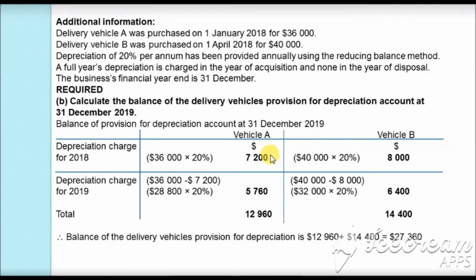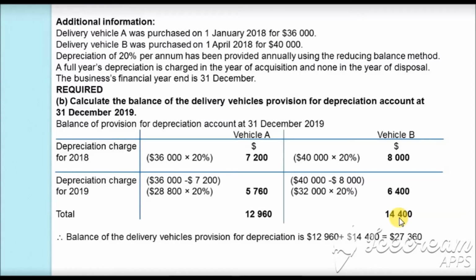Now we have to mention the provision for depreciation values for both vehicle A and vehicle B. For vehicle A, the provision for depreciation will be the sum of $7,200 plus $5,760, which is $12,960. And for vehicle B, it will be $8,000 plus $6,400, which is $14,400. This is for the individual vehicles.